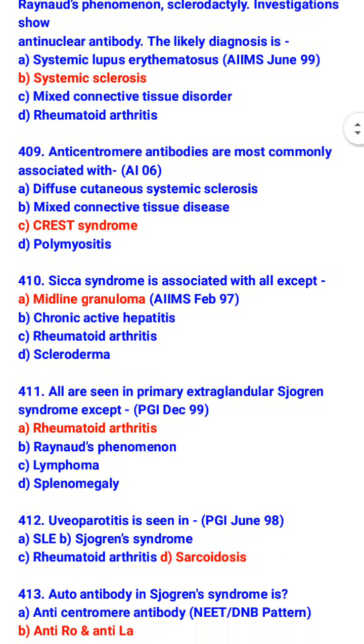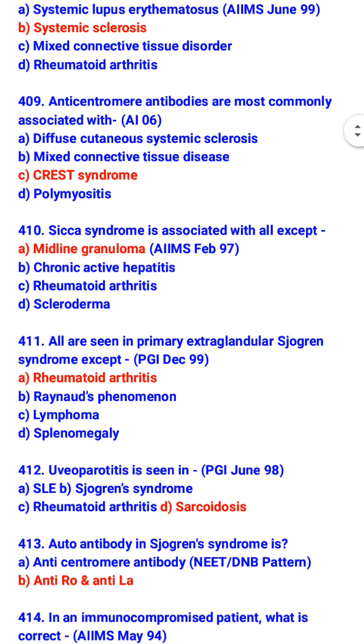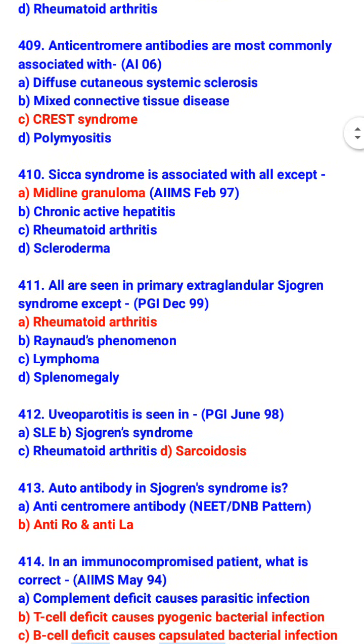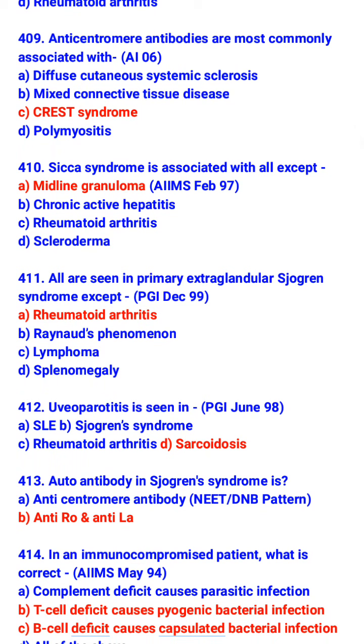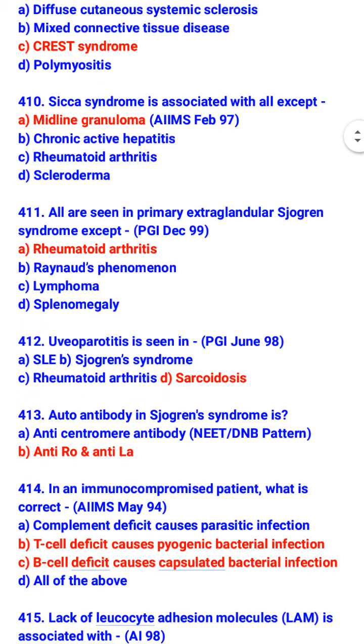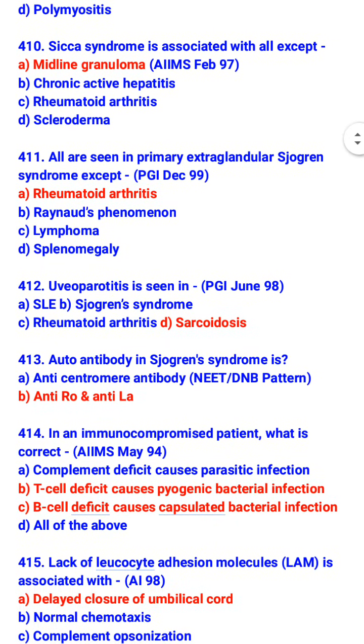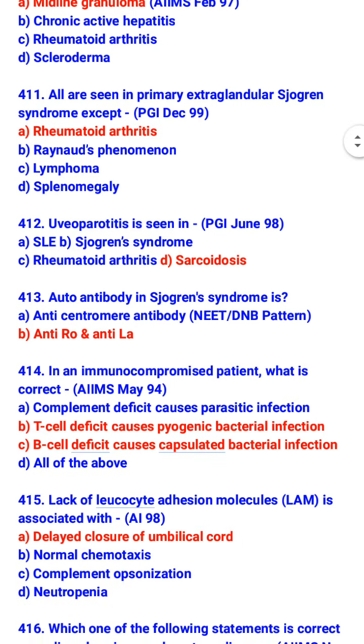Sicca syndrome is associated with all except midline granuloma. So Sicca syndrome is associated with chronic active hepatitis, rheumatoid arthritis, and scleroderma. All are seen in primary extraglandular Sjogren syndrome except rheumatoid arthritis. So what is seen in primary extraglandular Sjogren syndrome? Raynaud phenomenon, lymphoma, and splenomegaly. Uveitis is seen in sarcoidosis. Autoantibodies in Sjogren syndrome are anti-Ro and anti-La.